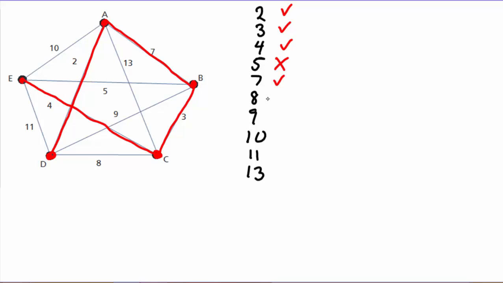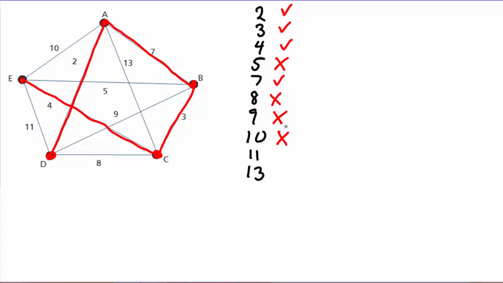Now we go to edge 8. If we chose edge 8, we would have a circuit involving D, C, B, and A. So we'd form a circuit too early. We wouldn't have a circuit involving all 5 vertices, so we can't use edge 8. What about 9? If you choose 9, you should be able to see that you're going to form a circuit involving D, B, and A. So again, we don't want that. Now the next is edge 10. If you chose edge 10, you would have a circuit involving E, A, B, and C. So just 4 vertices. So again, we can't use edge 10.